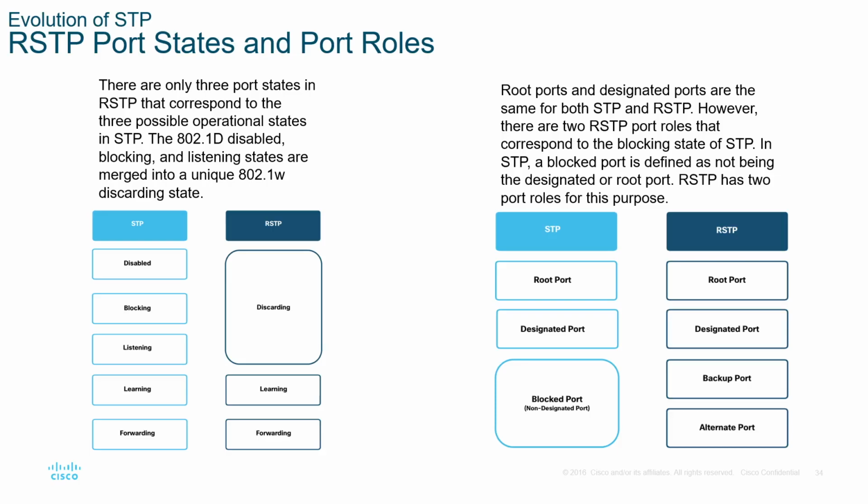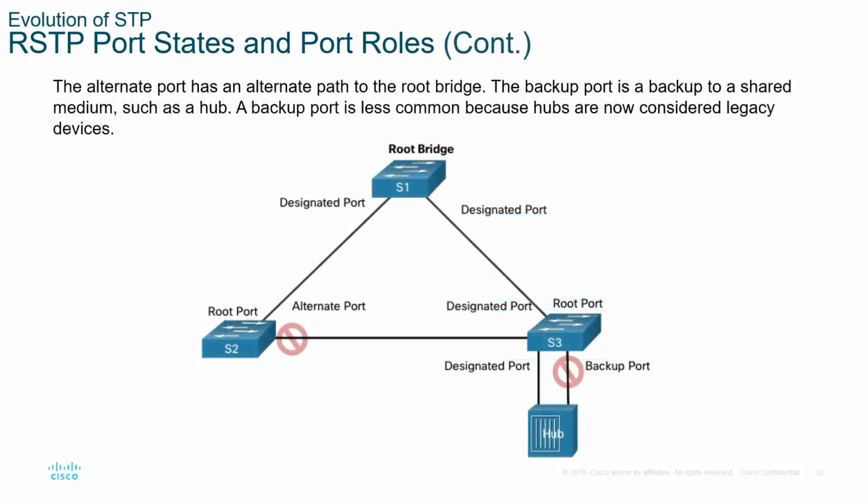Now, root ports and designated ports are the same for both STP and RSTP. However, there are 2 RSTP port roles that correspond to the blocking state of STP. In STP, a blocking port is defined as not being the designated or root port. RSTP has 2 port roles for this purpose, which are the backup port and alternate port. The alternate port has an alternate path to the root bridge. The backup port is a backup to share a medium, such as a hub.